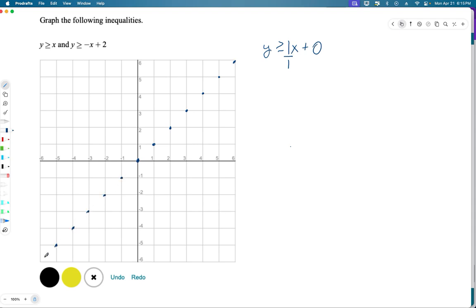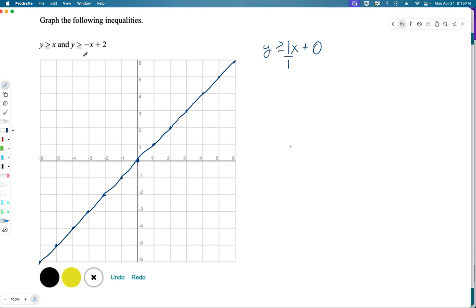Now I've got some points marked out that follow the slope. So I'm going to look at my symbol, and it has an equal sign. So it includes the line. So the line is going to be a solid line. So I'm going to draw a straight solid line through all of these points because the line is part of the answer.